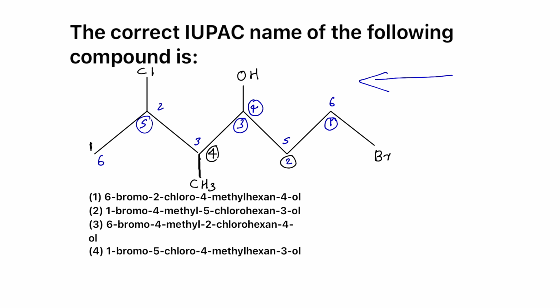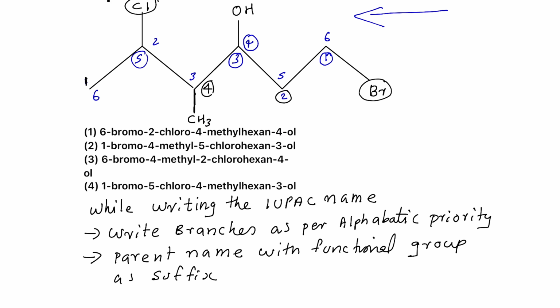For getting this number 3, you have to start counting from word to word, right to left. Clear? 1, 2, 3. That is the rule. While writing the IUPAC name, you have to keep some points in your mind. Before that, in the question you can see just a free line. I wrote CH3, that is not there in the question. So to avoid confusion, if you see a free line, there you can write CH3.